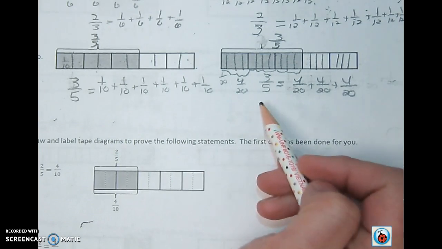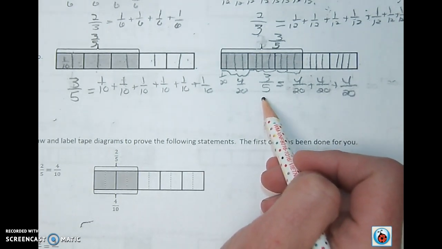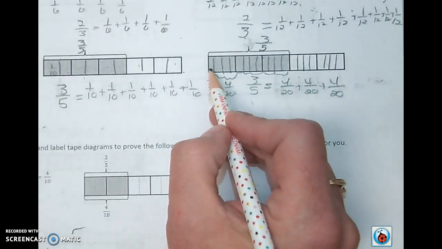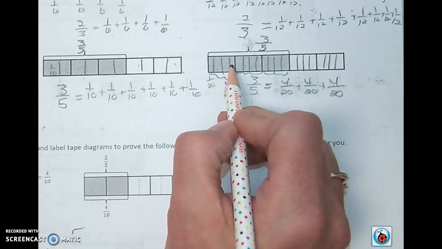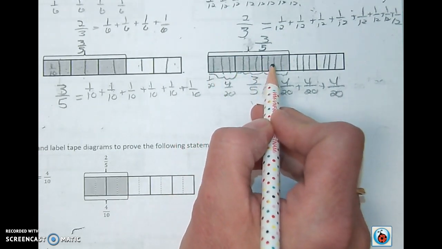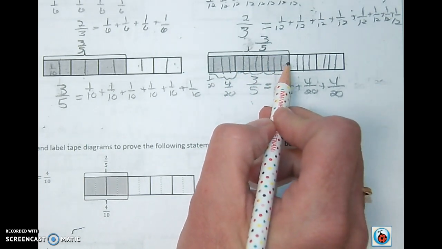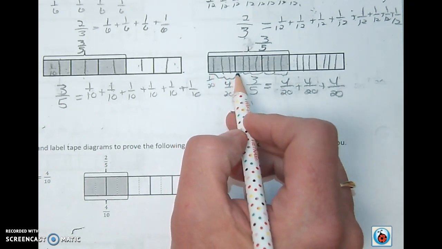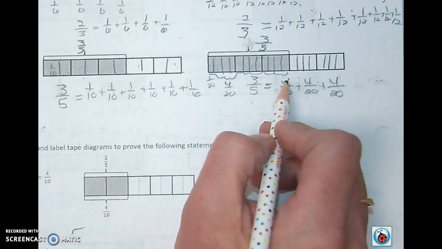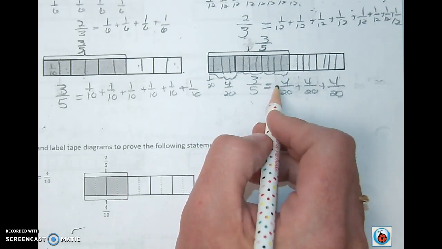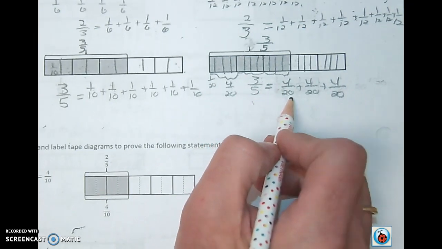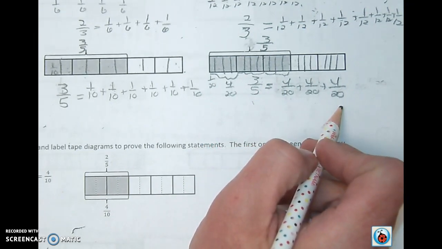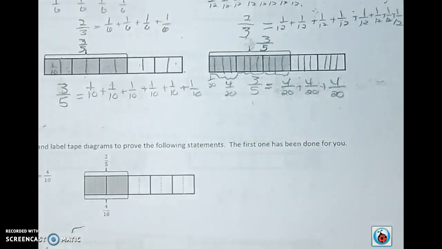Now I did something a little bit different on the second one because I got really tired of writing 1/20th plus 1/20th plus 1/20th, because I would have had to write that 1, 2, 3, 4, 5, 6, 7, 8, 9, 10, 11, 12 times. So I started to group them because I know that if I group 4 and 4 and 4, it gives me the same amount, 12. So 3/5 equals 4/20 plus 4/20 plus 4/20, which would be the same thing as writing 1/20 12 times.